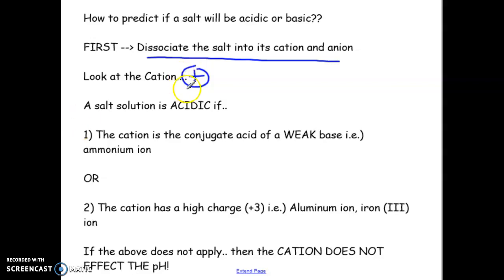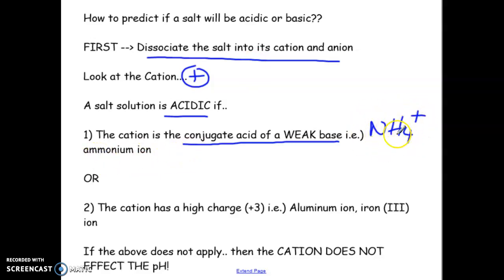The positive ion will hydrolyze and create an acidic solution if one of these two criteria are met. The first criterion is that the cation has to be a conjugate acid of a weak base. Not a strong base, but a weak base. An example of this is the ammonium ion.